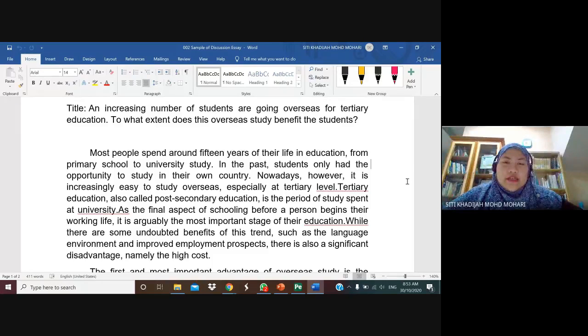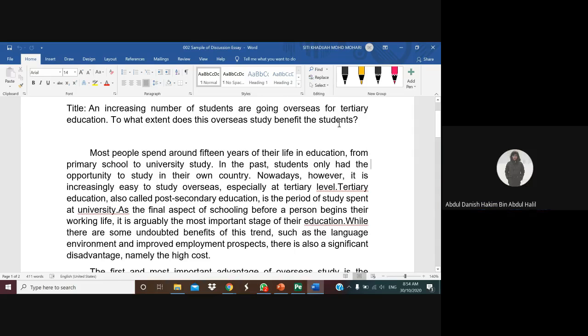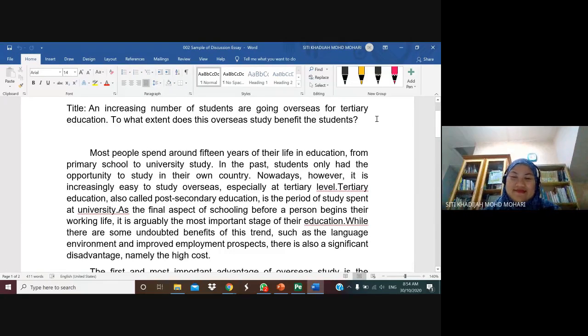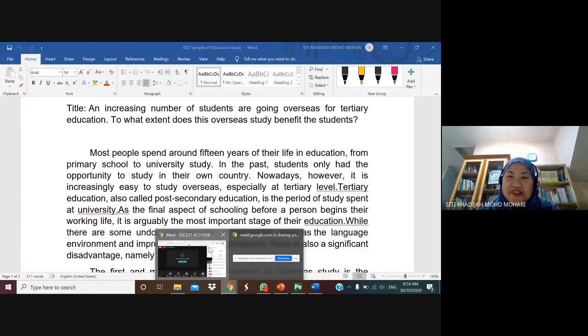All right, Danish. Okay, this is the introductory paragraph. Do you think that you could find a thesis statement or topic sentence over here? Which one are you likely to find over here? A thesis statement or a topic sentence? Topic sentence. Topic sentence, and which one is that? Huh? Which one is that? Okay, it's okay.